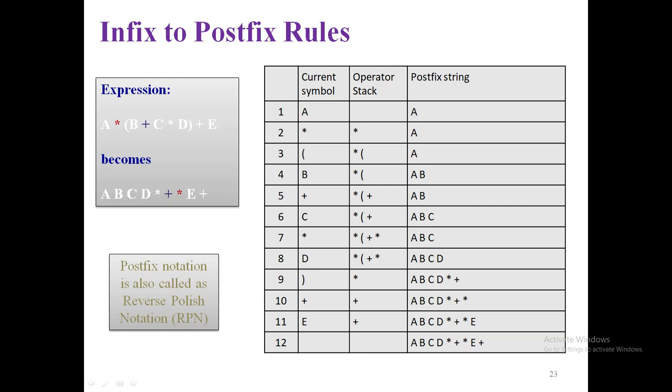When the closing parenthesis comes, we need to pop the elements until the open parenthesis. So star and plus are popped, and the remaining one inside the stack is star. Then plus comes, and plus has lower precedence compared to the star, so the star is popped out. Then plus is inserted. After the plus is inserted, we have e only. So after e, the other element present in the stack is plus, which is popped.